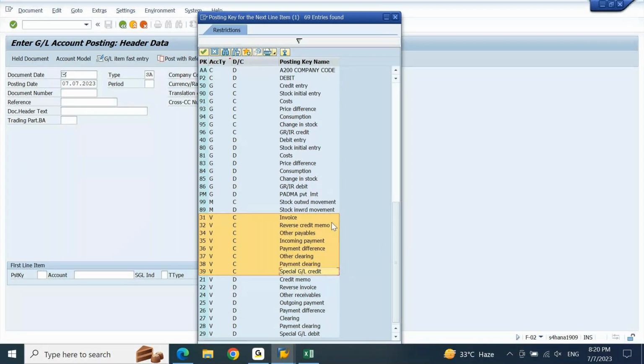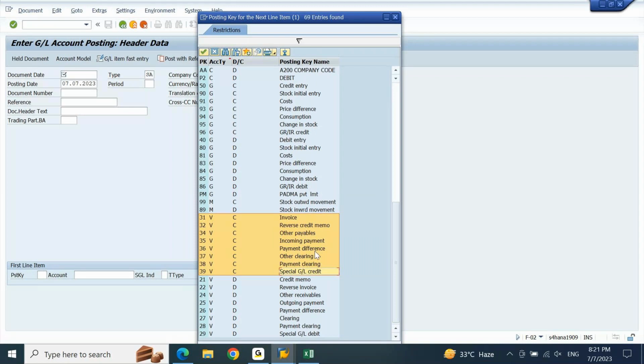If you are reversing any credit memo, you are going to use 32. If you are creating any payable, any liability in the vendor account but not by way of invoice, then you are going to use other payables. Sometimes you may be receiving an incoming payment from a vendor. If you are receiving any payment from a vendor, you are liable to pay back to the vendor. Correct? So it will be 35.